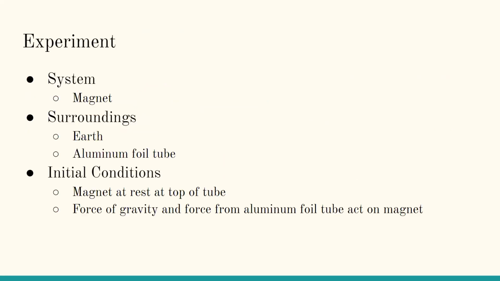So the system in this experiment is obviously the magnet, and the surroundings are both the Earth and the aluminum foil tube. And our initial conditions are that the magnet is at rest at the top of the tube, and the force of gravity and the force from the aluminum foil tube are what act on the magnet.